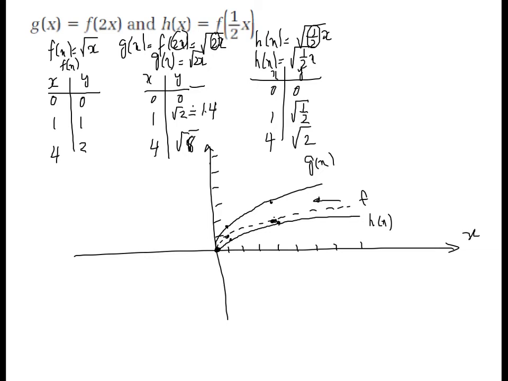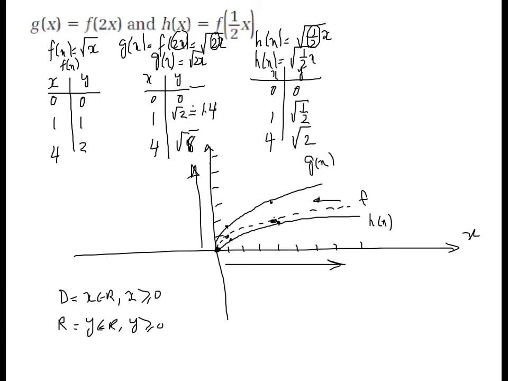Now, the question is the domain and range. You can see that the domain of each function is x in real numbers, and x has to be greater than or equal to 0. Everything to the right is acceptable, and also everything over the origin is also acceptable. So the range is going to be y in R, and y has to be greater than or equal to 0.